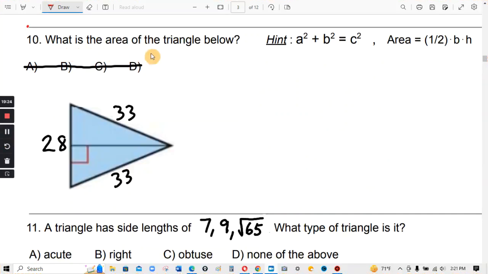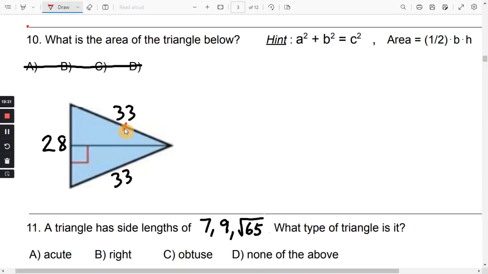What is the area of the triangle below? Notice once again we have an isosceles triangle. This side matches this side. And when that happens, and you draw a line that's perpendicular to the base, the base is bisected, or cut in half. So the whole thing is 28, and half of 28 is just 14. So this here is 14, and this right here is also going to be 14.